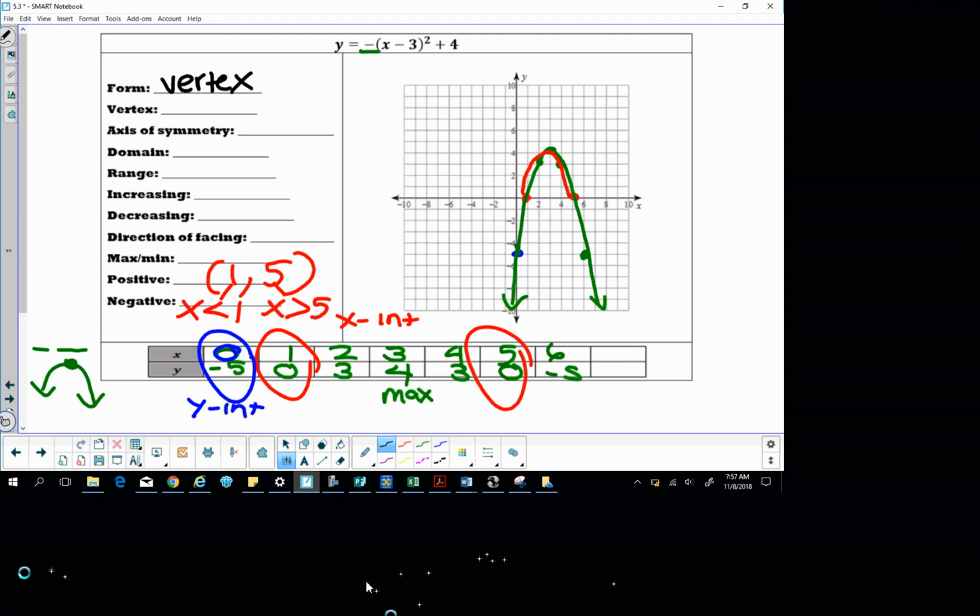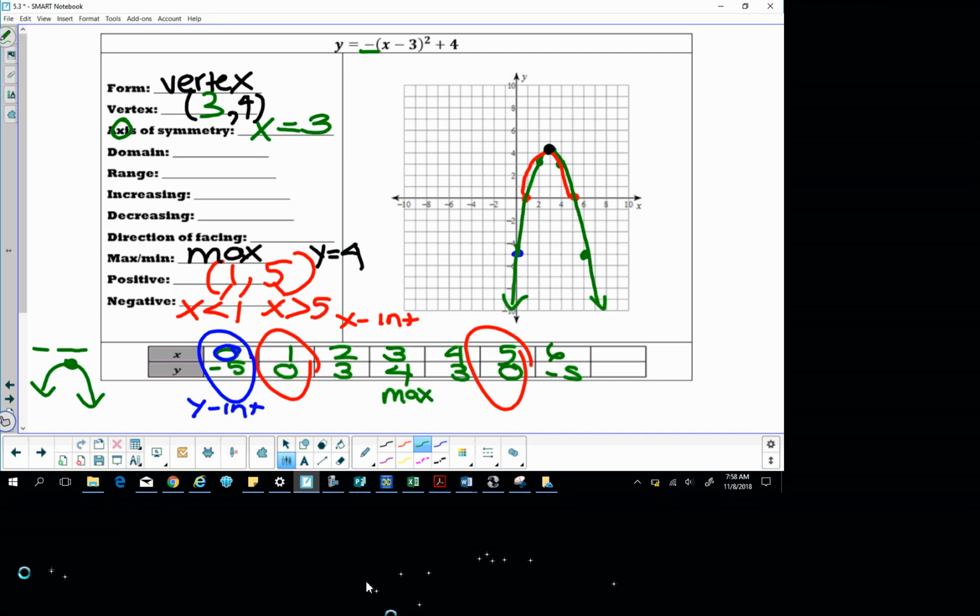Does this have a min or a max? Max, right? That's the highest point. What is its max? What's the y coordinate? 4. So it's y equals 4 is your max. We also know that's the y coordinate of your vertex. What's the x coordinate of your vertex? 3. That's also known as your axis of symmetry, right? So that x coordinate of your vertex is your axis of symmetry. X equals 3.